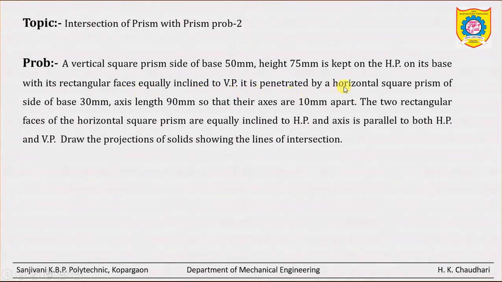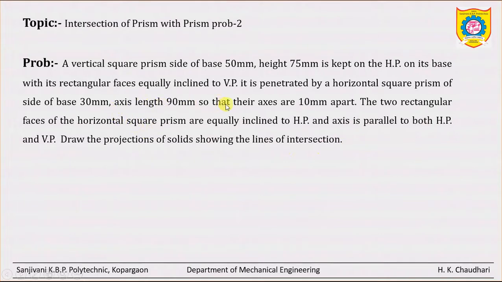It is penetrated by a horizontal square prism of side of base 30 mm, axis length 90 mm, so that their axes are 10 mm apart. The two rectangular faces of the horizontal square prism are equally inclined to HP and axis is parallel to both HP and VP. Draw the projections of solids showing the lines of intersection.